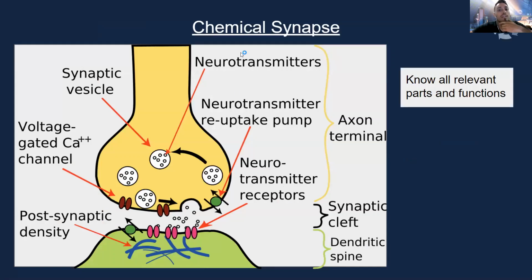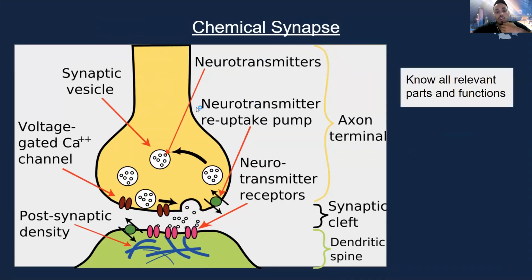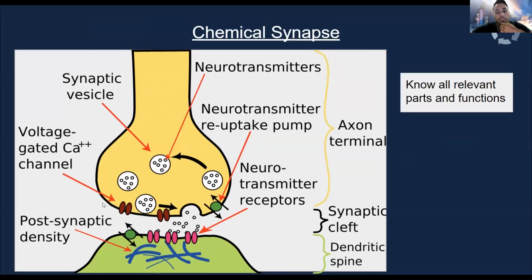So here we've got the chemical synapse. You just need to know the relevant parts and functions here. Just take a look at these, know what they are. Sometimes they like to have a little schematic, like a black and white image of a neuron, and then ask you to label certain parts or what would happen at different stages. And this is just a general overview.